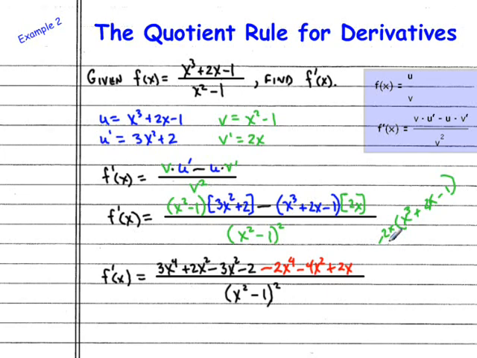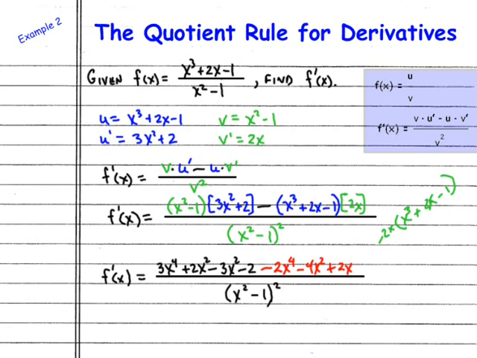And of course negative 2x times x cubed is where I get negative 2x to the fourth. And negative 2x times a positive 2x is where I get negative 4x squared. And finally negative 2x times a negative 1 is a plus 2x. And so that's the result that I get from this part of the numerator. All divided by x squared minus 1, the quantity squared.